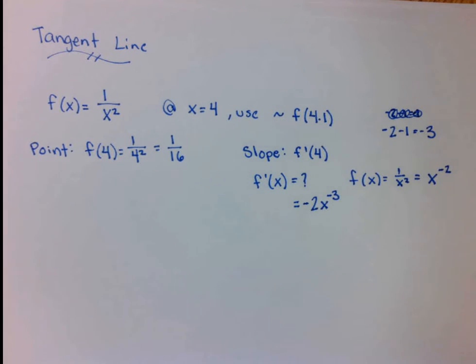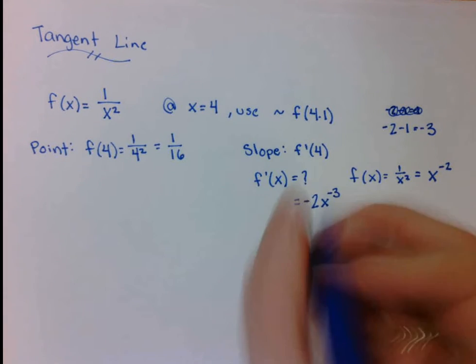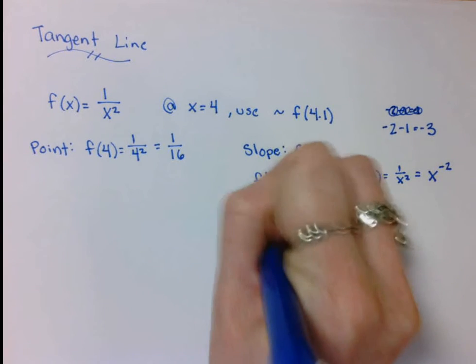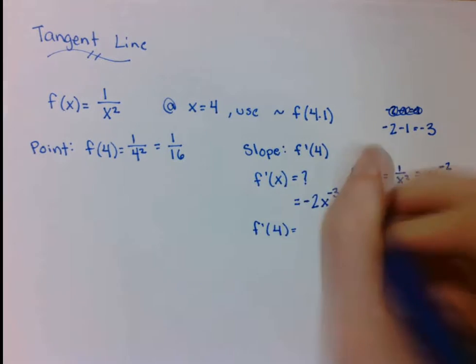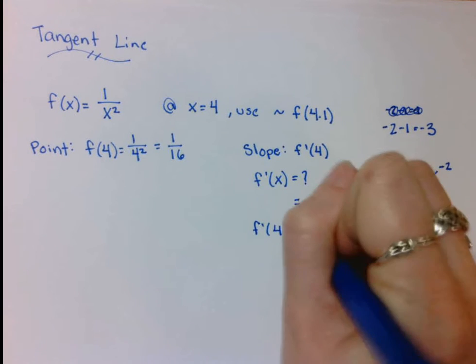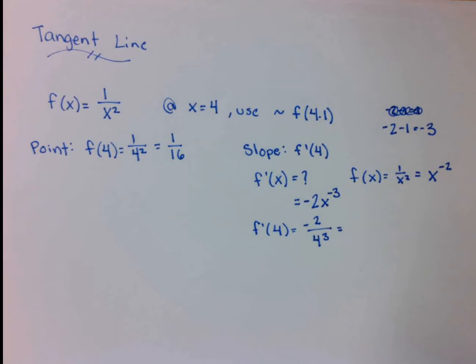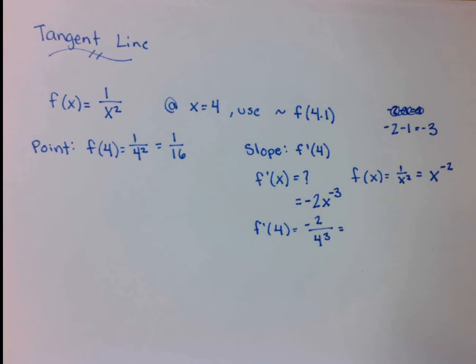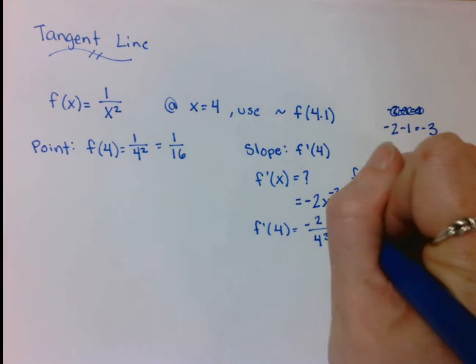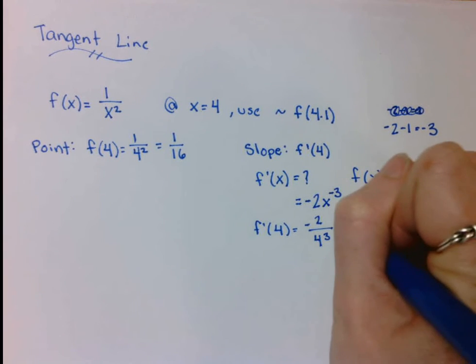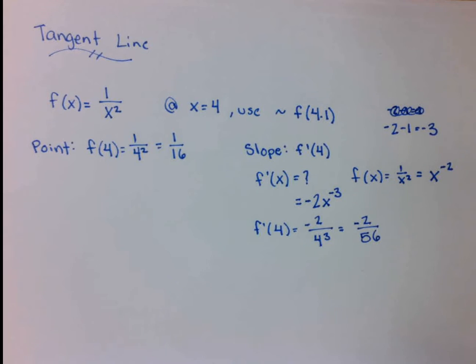Okay. So once we're here, f prime of 4, all we're doing is plugging 4 in. So we're going to have that negative 2 divided by 4 cubed this time. Do we know 4 cubed? Should be 64, with the negative 2 on top.